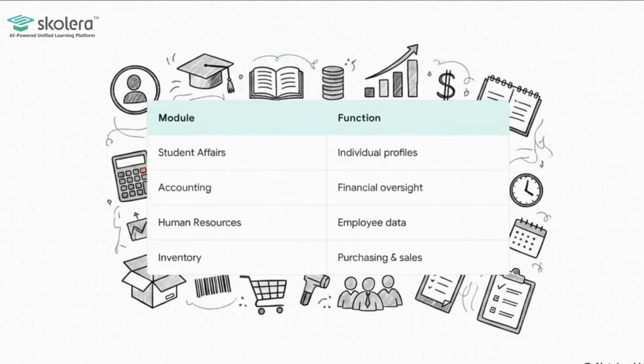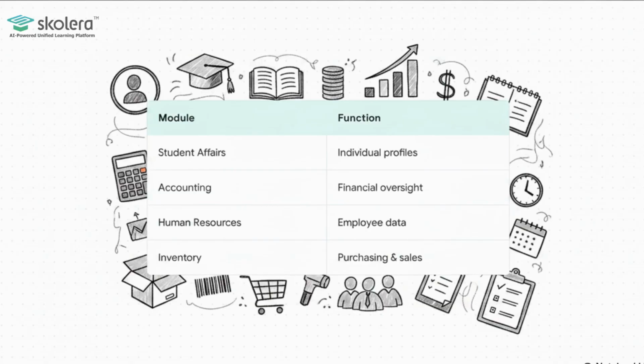To see this kind of digital transformation in action, we can look at Skolera. It's built on 4 distinct pillars that provide complete end-to-end management within a single platform. First up is Student Affairs, which allows staff to create detailed individual profiles for every student, consolidating their basic and academic data for super easy access.